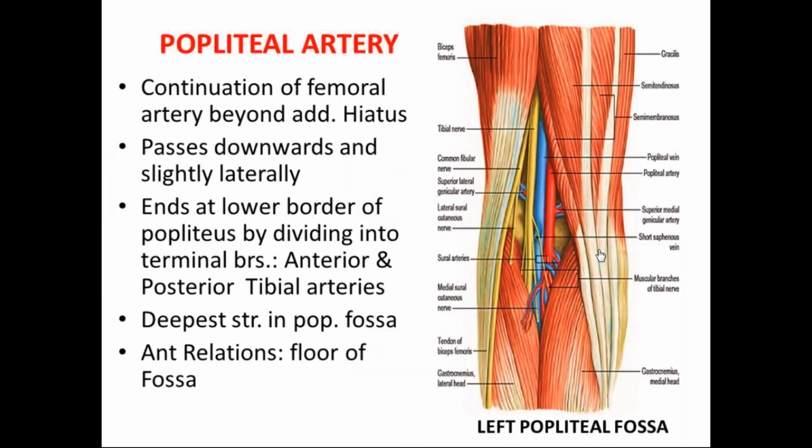Now we are going to discuss the popliteal artery. The popliteal artery is a continuation of femoral artery. It begins at the opening in the adductor magnus, that is the hiatus magnus, and it runs downwards and laterally to reach the lower border of popliteus, where it ends by dividing into two terminal branches, the anterior tibial artery and the posterior tibial artery. The popliteal artery is the deepest structure of the popliteal fossa, lying in relation to the floor of the fossa.